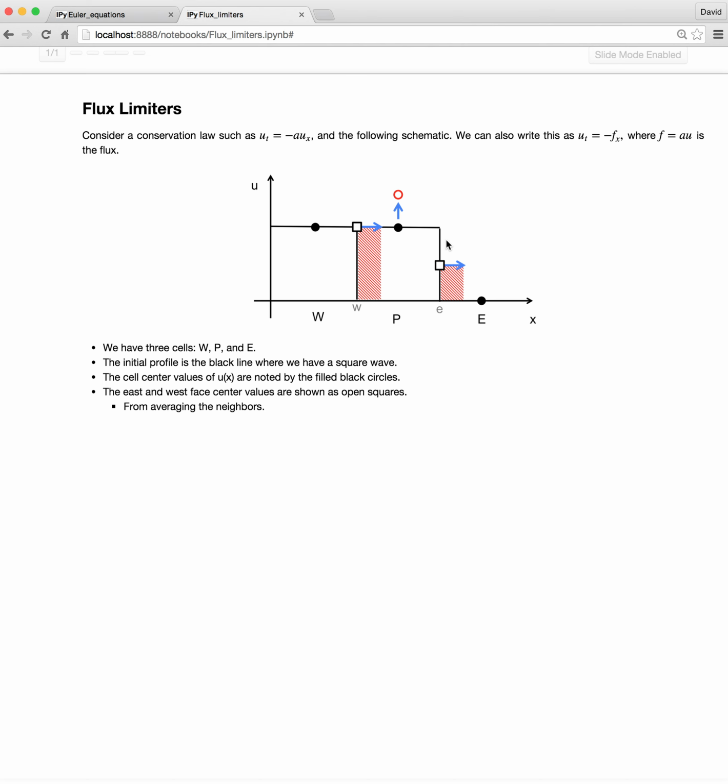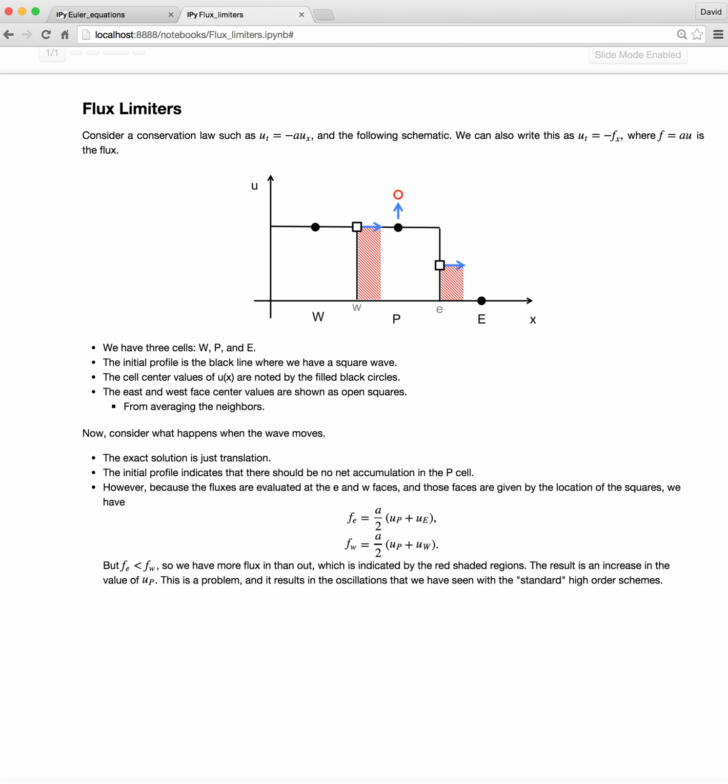If we look at what happens with the numerical method, however, that's not exactly what we see. The initial profile indicates that there should be no net accumulation in the P cell because if the velocity is just transitioning to the right, we expect the value of this black circle here to remain constant.